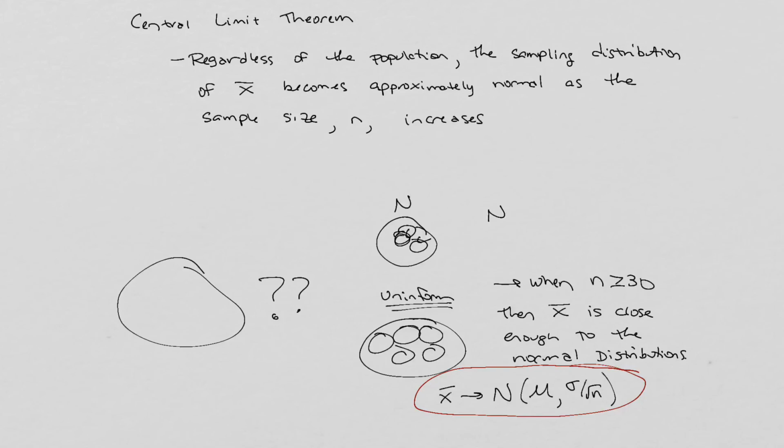But if I don't know what my underlying population is, or I do know and it's not even close to being normal, then you can start taking out samples to see if they're going to be normal or not. And they will be once you get to samples of size 30.